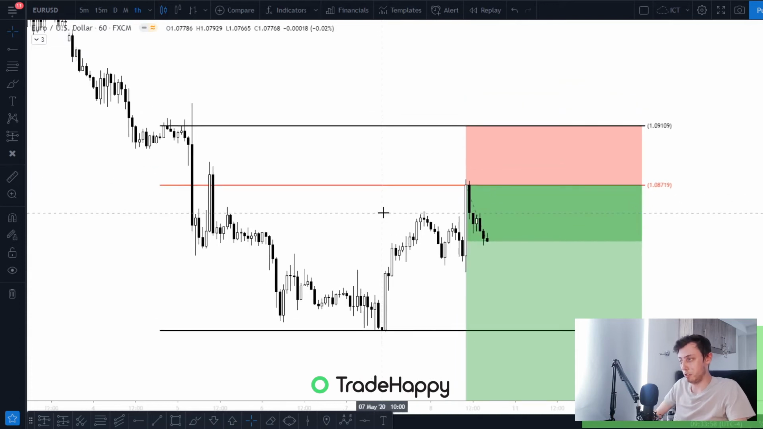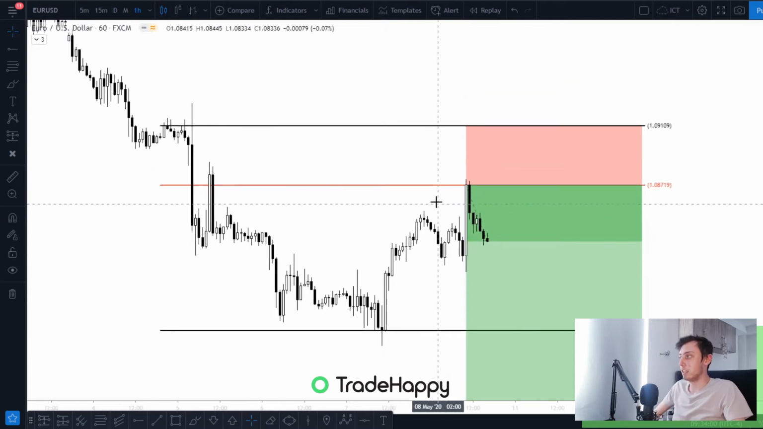Obviously you can't enter it now because it's late, so you could go onto a 15-minute or a 5-minute chart and see if you could enter a position next week on a short-term basis and just have a tighter stop loss.